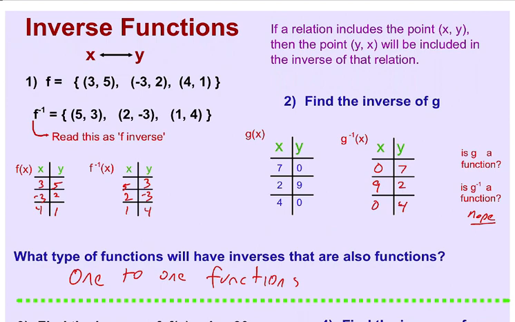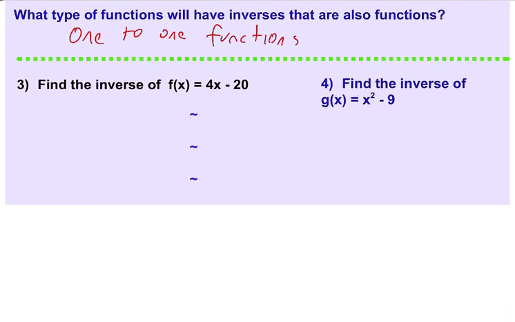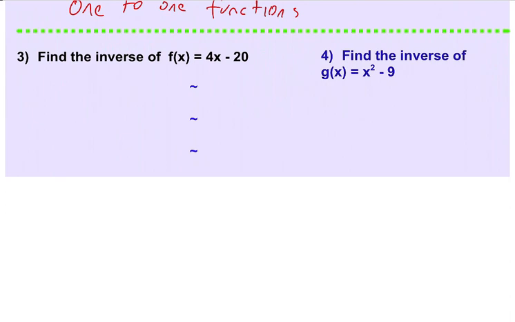We'll take a look at a more algebraic way of looking at this. I'll give you a couple of functions and we'll find their inverses. So here, f of x is 4x minus 20. In order to find the inverse of that, there are a few steps we're going to take. Number one is to, the best word to use here is invert, which doesn't really help because we're describing an inverse, but okay. Invert, or switch, the x and y.